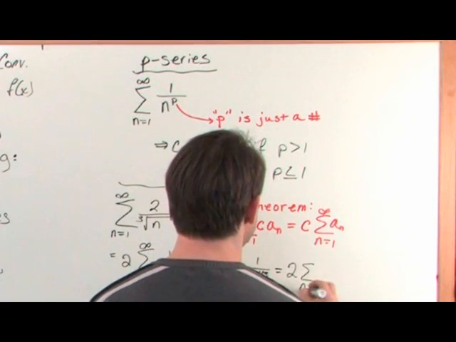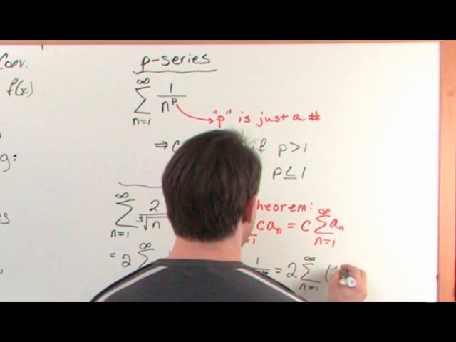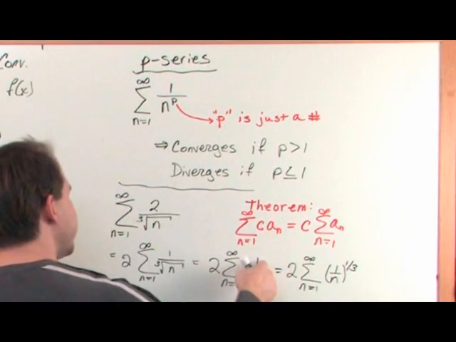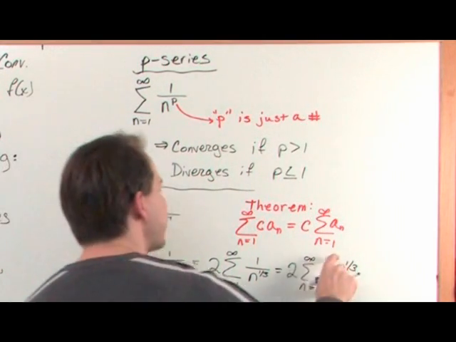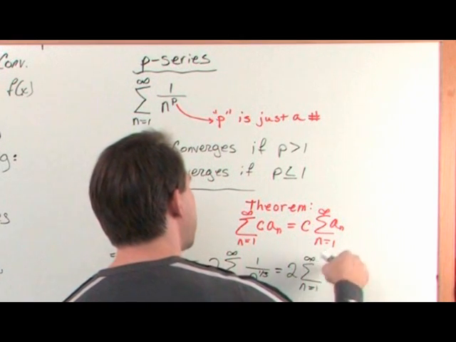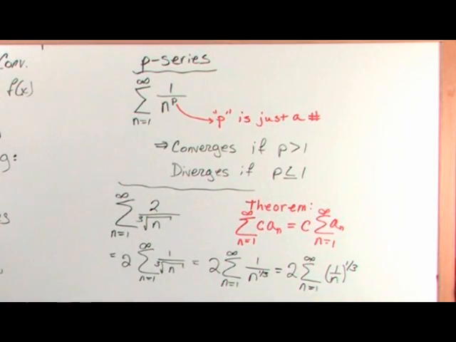I can continue this and say this is 2 times the sum from n equals 1 to infinity of 1 over n, all to the 1/3 power, because I have 1 on the top and n to the 1/3 on the bottom, so I can wrap it up like this. If I apply the 1/3 to the top, I'll get this, and if I apply the power 1/3 to the bottom, I get that. So that is perfectly valid.